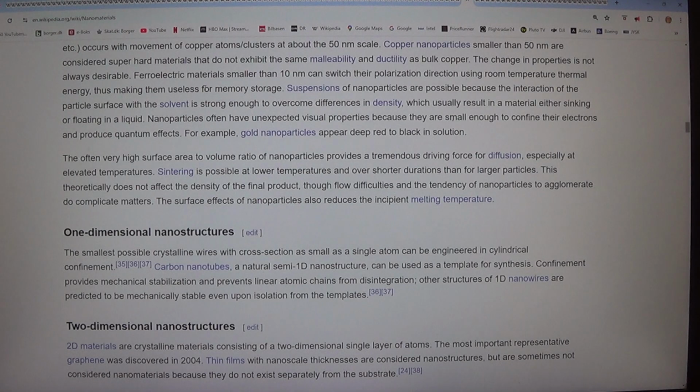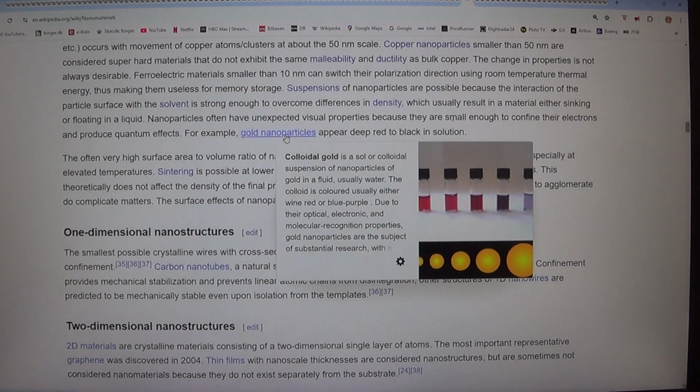Nanoparticles often have unexpected visual properties because they are small enough to confine their electrons and produce quantum effects. For example, gold nanoparticles appear deep red to black in solution.